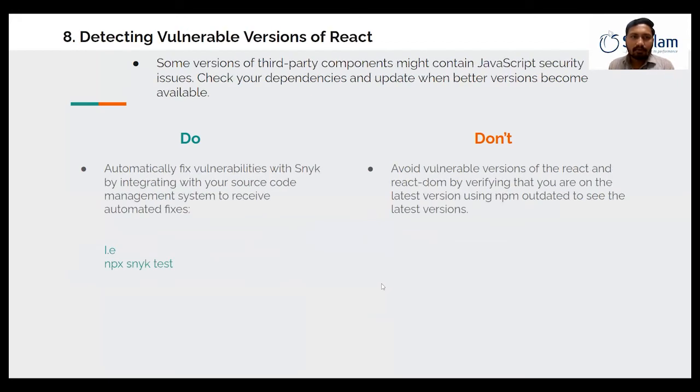Another one is detecting vulnerable versions of React. Many times we have to check whether the current version is deprecated, or whether maintenance is no longer provided for that version. In that case, you can use the Snyk test to check and overcome this issue. It directly checks which npm packages were uploaded most recently. So using the latest version of React npm packages is appreciated.